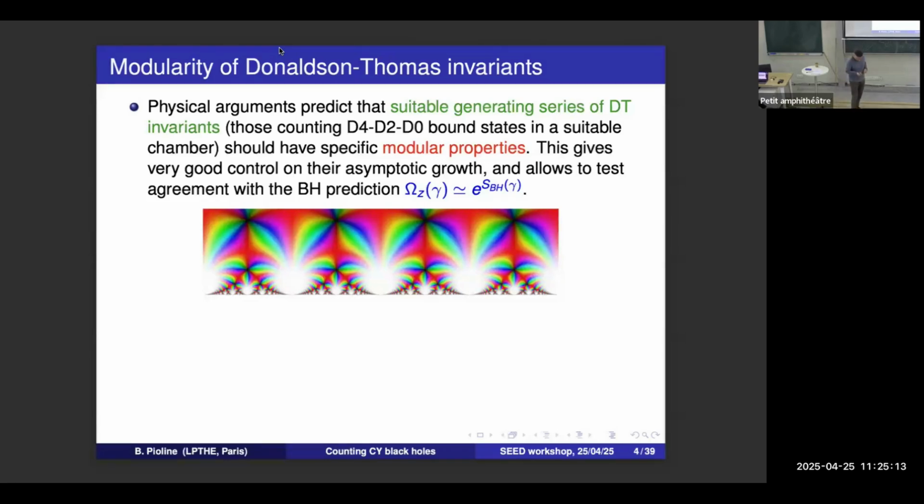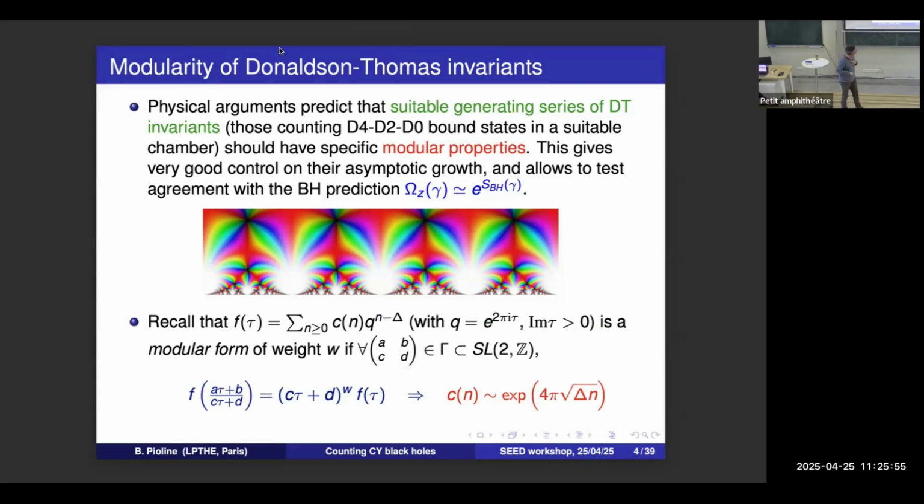Okay, so as I said, if you want to do this counting, it's useful to construct generating series. And in fact, I'll review some arguments why suitable generating series of Donaldson-Thomas invariants, which count a specific set of black holes which do not carry any D6 brane charge, so they are supported on some kind of divisor inside your Calabi-Yau, but the divisor class is fixed and you allow the D0 brane class, so the number of points, to be arbitrary. Then there are reasons to expect, at least physically, that these generating series will be modular functions.